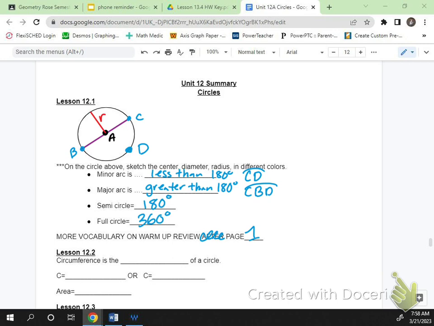In lesson 2, we talked about circumference. Circumference is the blank of a circle. What is it? Fill in the blank. Vocabulary on your test. What do you think? The outside? I need a math term. The perimeter. Hey, we got it. It's the perimeter. Fill in the blank vocab.